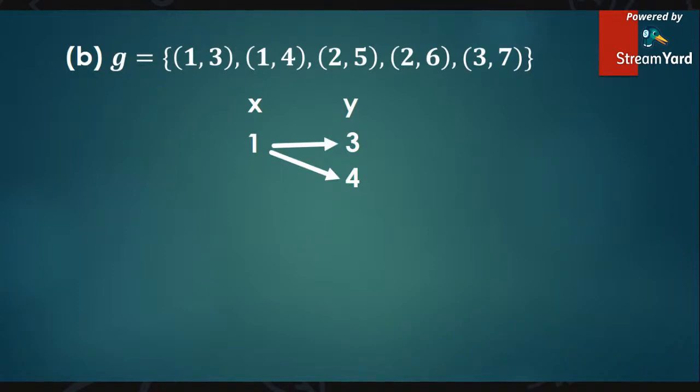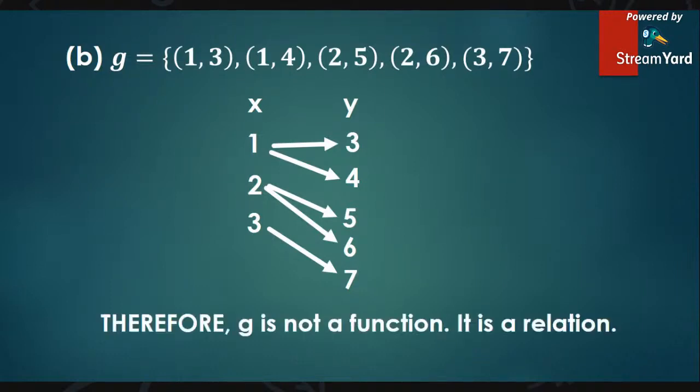But let's still break it down. Next is 2, 5, so 2 produced 5. Then 2 produced an output again, which is 6. Then 3, 7. Already in the first two ordered pairs, we know it is a relation. So it is not a function. Therefore, G is not a function, it is a relation.